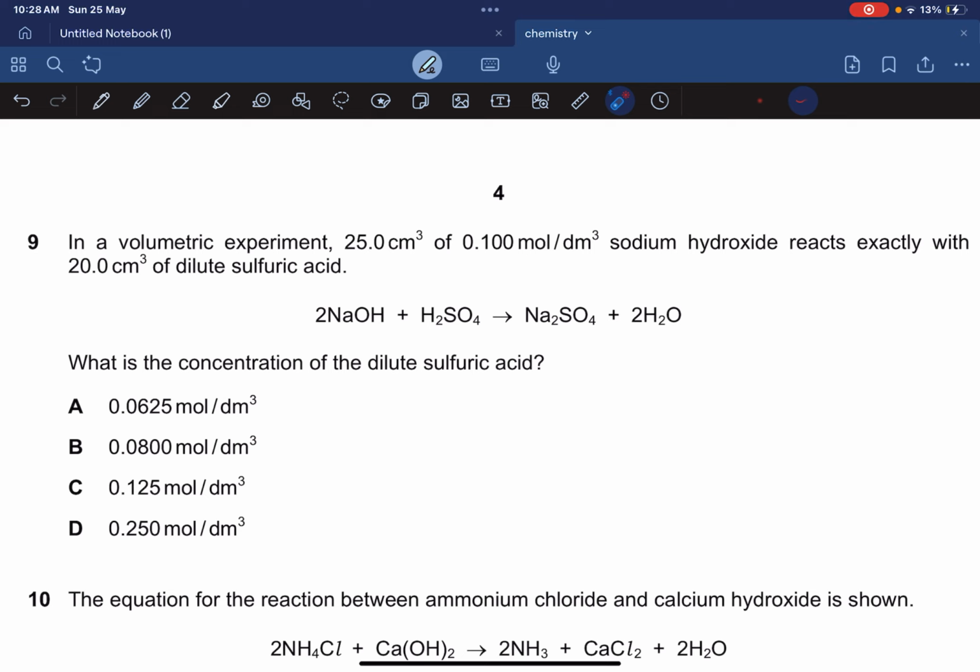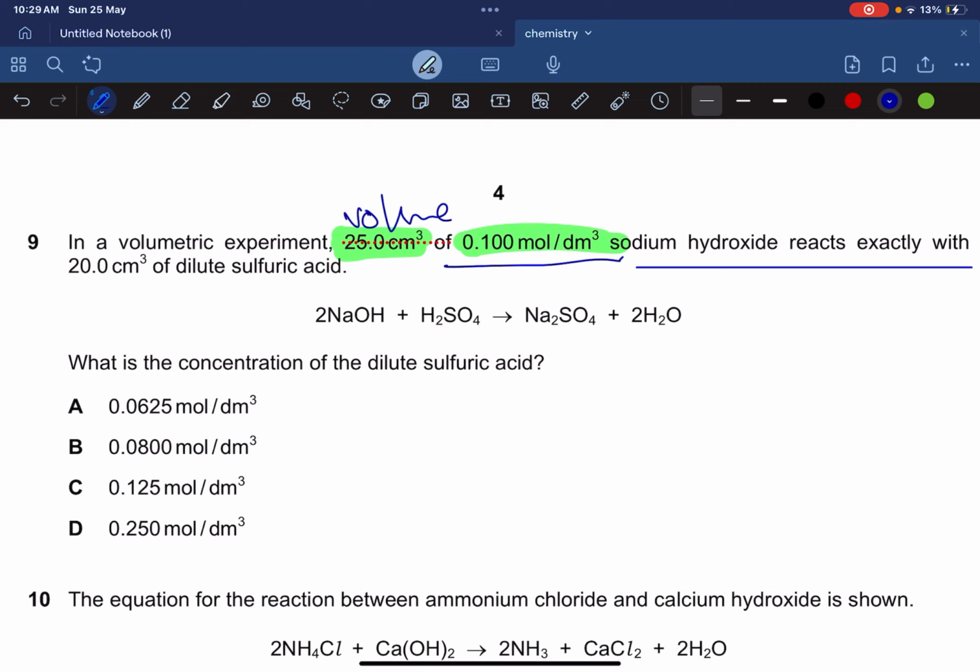In a volumetric experiment, okay, 25 cm cube. Okay, what's that? Let's quickly label it. That's the volume of this. What's that? That's the concentration we have of sodium hydroxide that reacts exactly with 20 cm cube of dilute sulfuric acid. Titration is never going to leave you if you are doing chemistry. Either it's ATP, it's paper 3, or it's MCQs. Titration is always going to be there. Learn the concept. What do we do in titration?